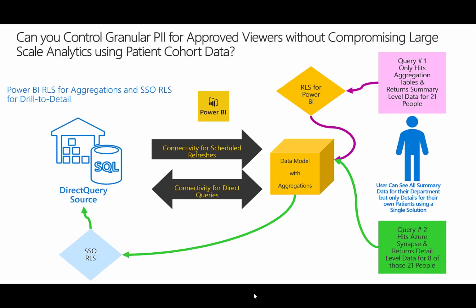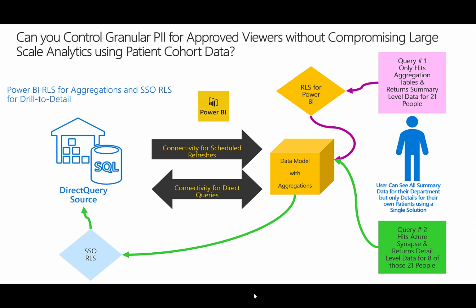And this slide just shows how you can actually combine row-level security within Power BI and row-level security at the source. This would be an example that you commonly see in healthcare, where let's say a provider is looking at their dashboard and they see summary level data for 21 patients in their department. Row-level security will filter it down to just their department, so they only see their own department, and that's row-level security within Power BI. But let's say they want to drill to detail and see some detail level information. Well, you could configure the drill to detail using what's called a composite model within Power BI in order to send that query back to the source.